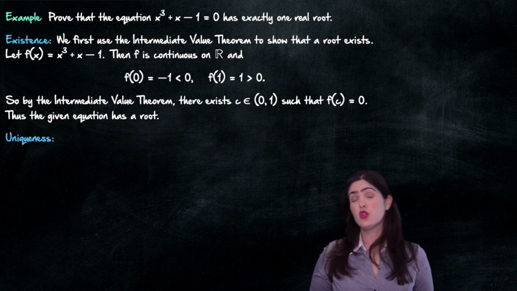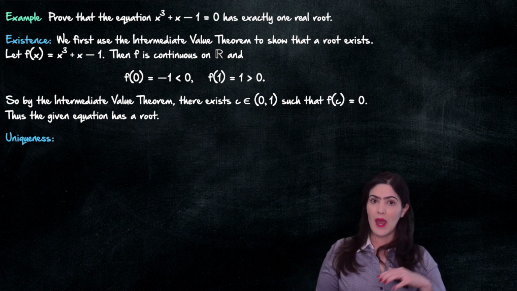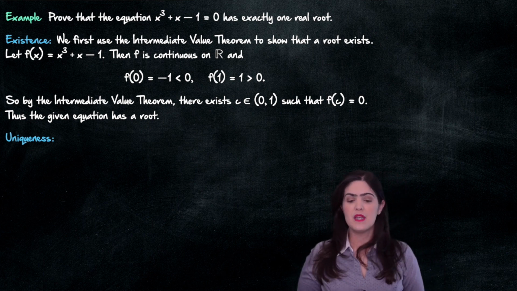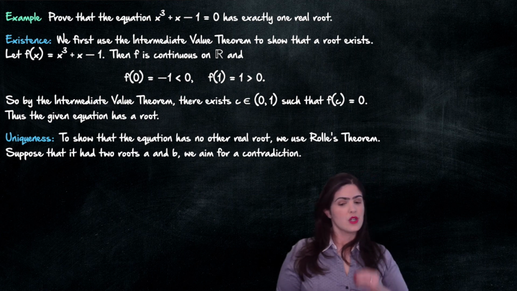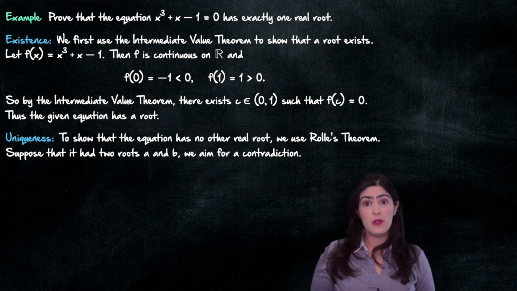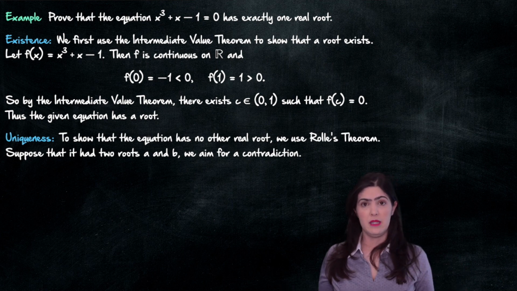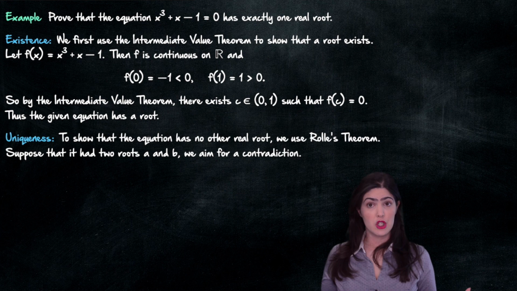Now, I need to show that this root is unique. And this is when Rolle's theorem is going to help us. To show that the equation has no more than one real root, we're going to use Rolle's theorem. The way we do it is we're going to suppose that we have two roots, a and b, and we're going to try to get a contradiction.